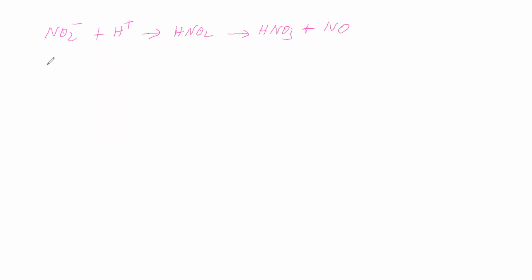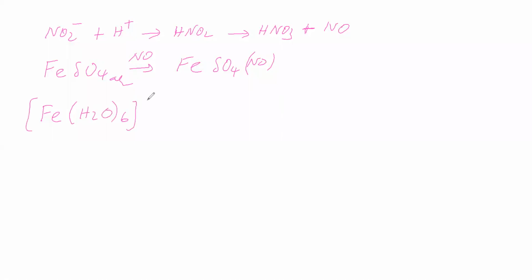We added ferrous sulfate as the next reagent. This ferrous sulfate with nitric oxide gives the compound FeSO4·NO. This compound is in the form of a complex. What is the complex that we'll see? This aqueous FeSO4 is in the form of a complex, that is, Fe having water ligands, and the outer side SO4 will be there. Here 2 minus, here 2 plus.